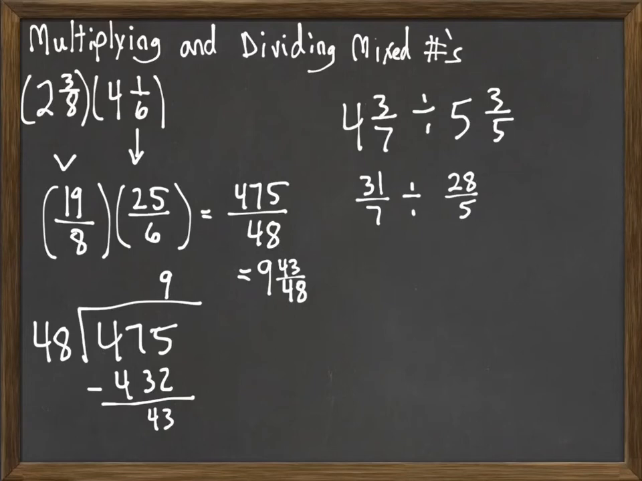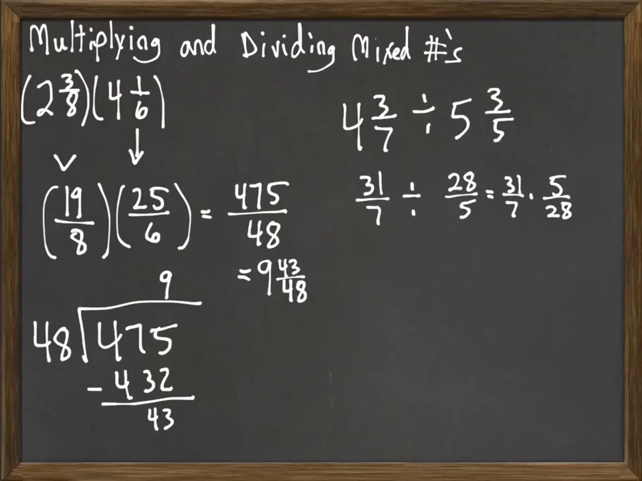Plus 3 is 28. Now be careful, you can't cancel the 7 there and the 28, because it's a division problem. We're going to be tempted to do that, but we can't. We have to take the division problem and turn it into a multiplication problem: 31 over 7 times 5 over 28.